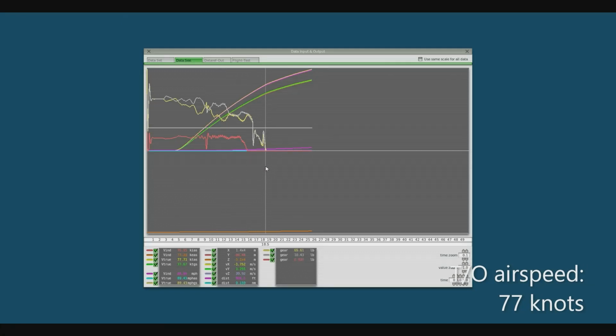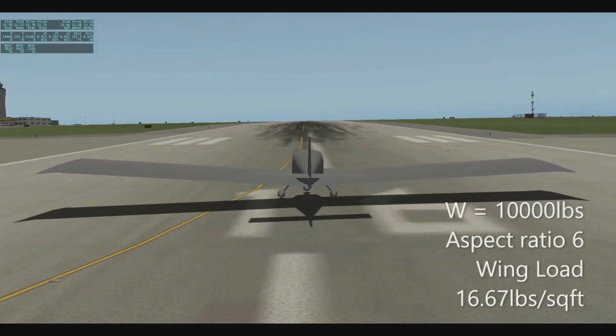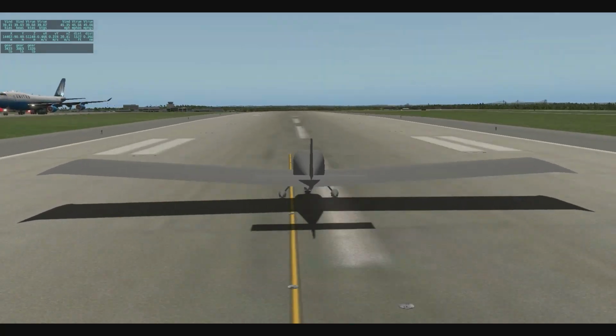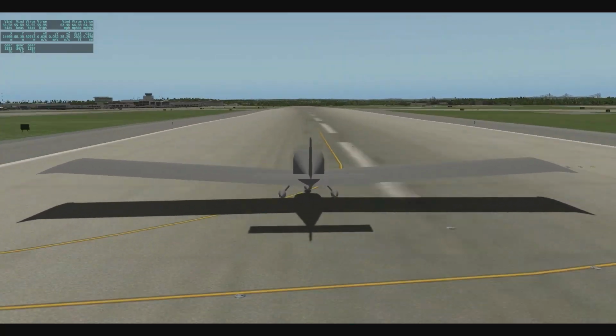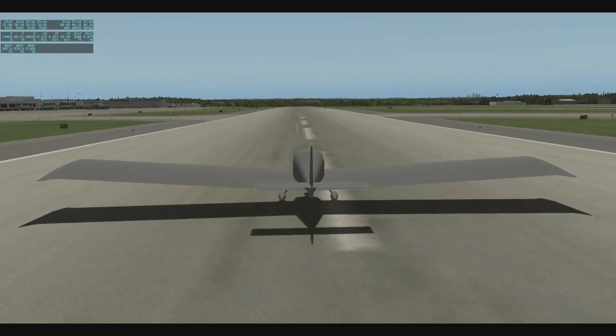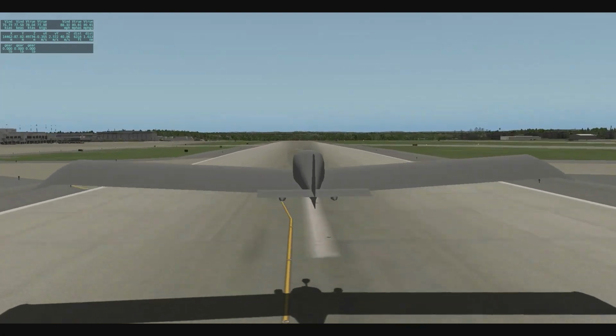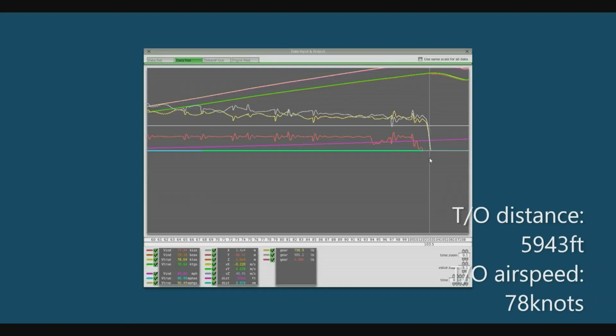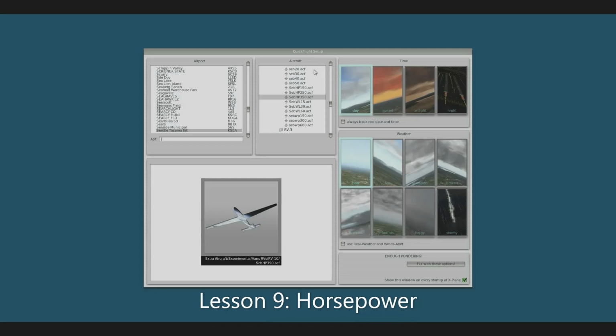The last aircraft weighs 10,000 pounds, the wingspan is 60 feet, aspect ratio and wing loading remain the same as previously. Because of that, the aircraft should be theoretically able to take off at the exact same airspeed as previous aircraft. However, the increased weight makes it hard to accelerate, so the takeoff distance was on average 5,943 feet.